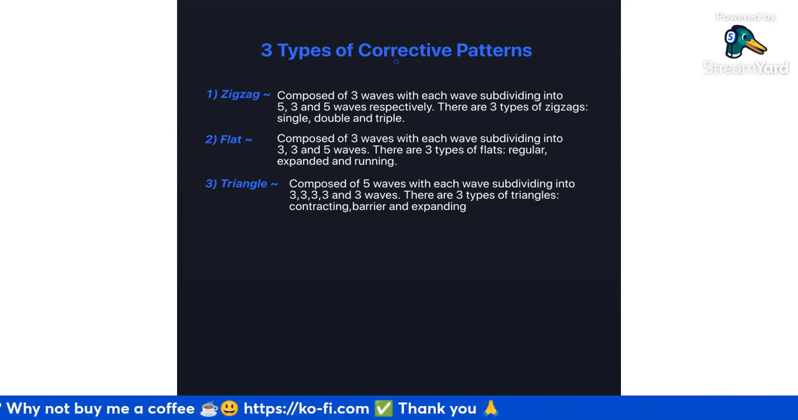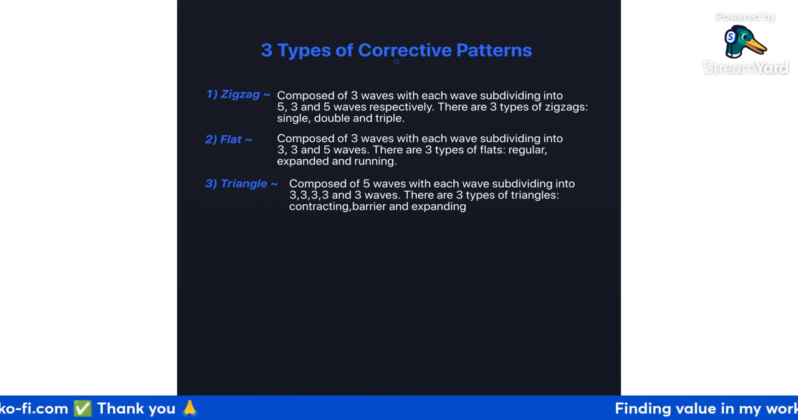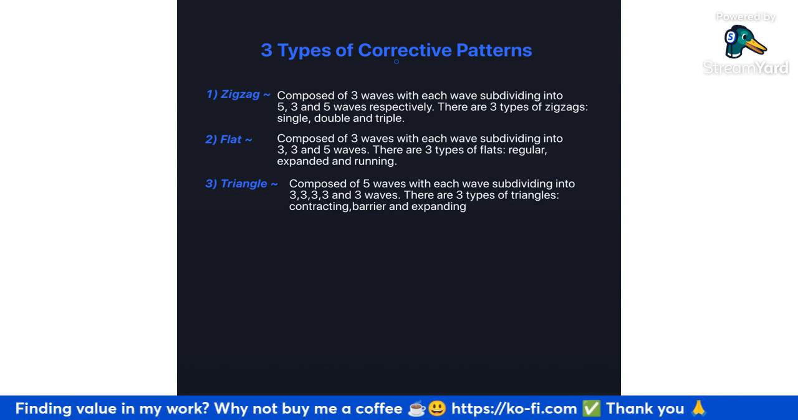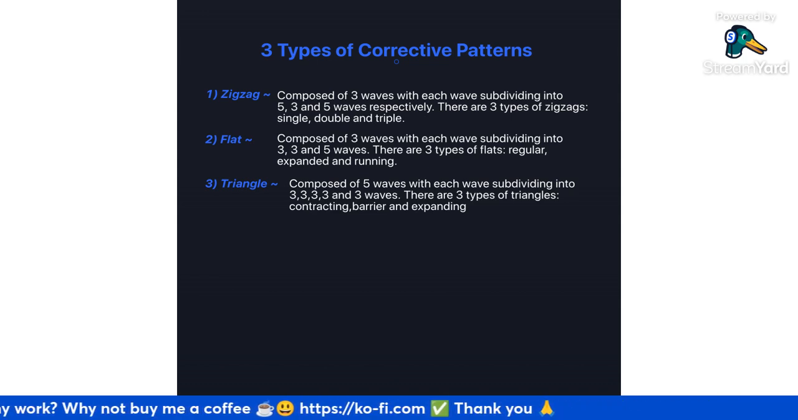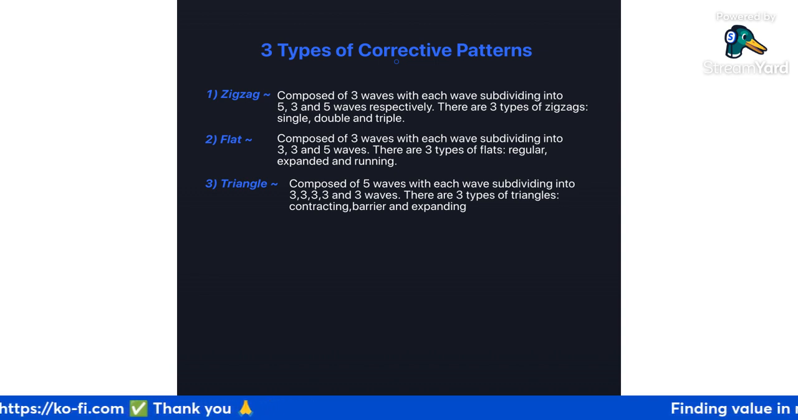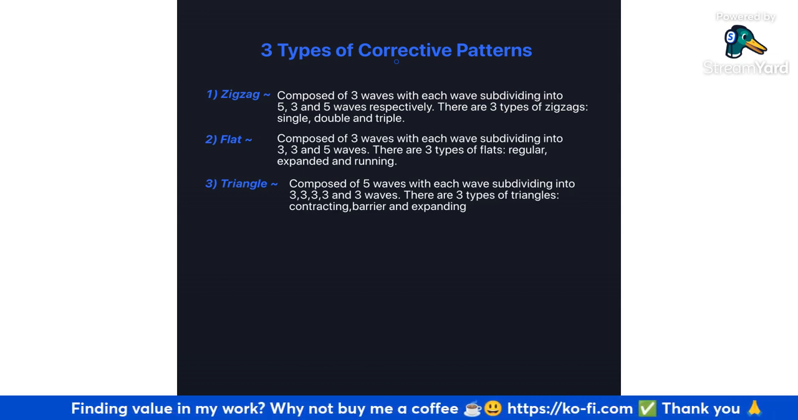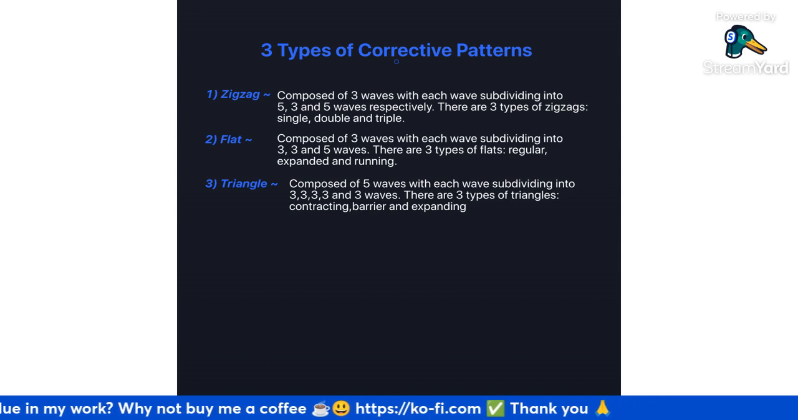So the biggest difference between a zigzag and a flat is that a zigzag starts out with 5 waves down after the larger-degree 5-wave structure completes. You're going to see 5 down. That's how you know it's potentially going to be a zigzag. After the 5-wave structure completes, if you see 3 down, it's very likely a flat. Okay, so 5, 3, 5 for the zigzag, 3, 3, 5 for the flat.